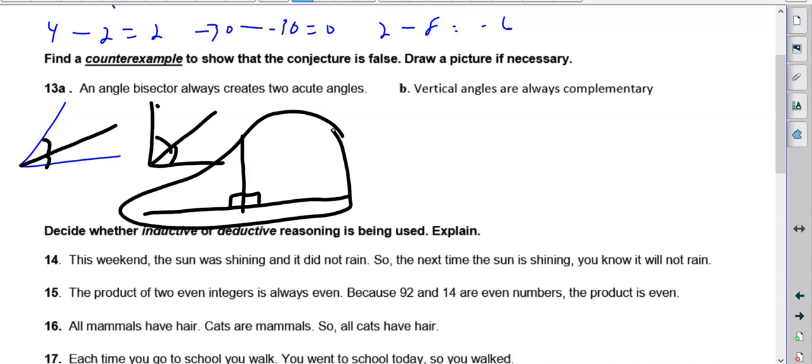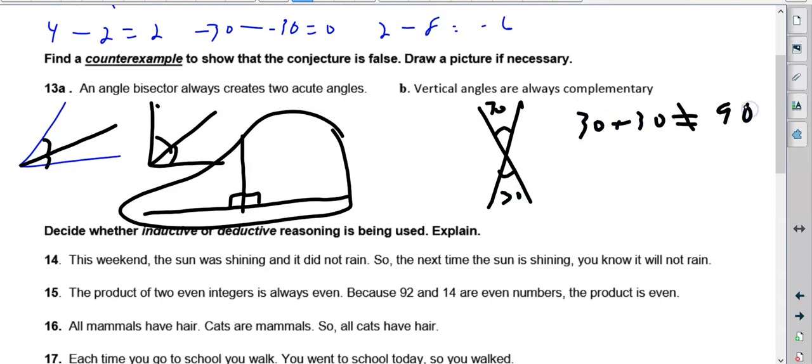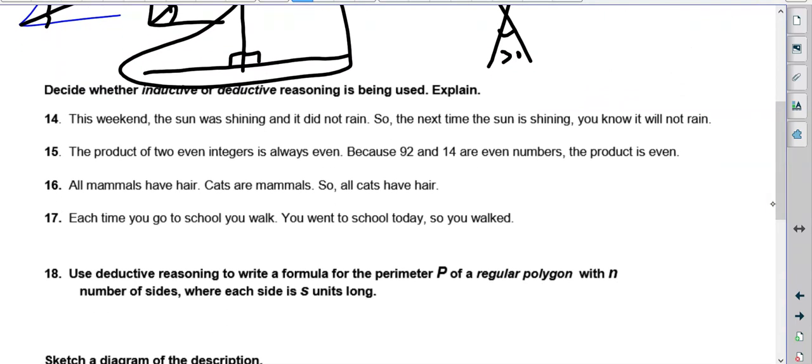Vertical angles are always complementary. Well, if I have this angle here and this angle here, and let's say they're both 30, well, 30 plus 30 is not 90. So there's a counterexample.